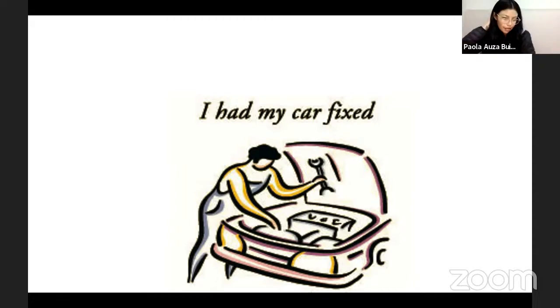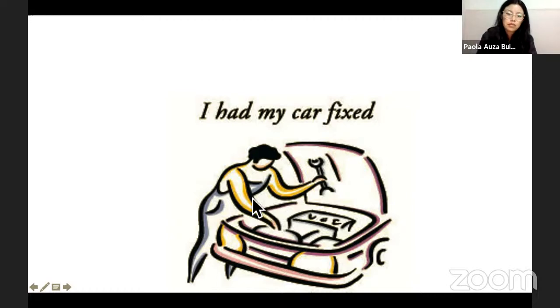So let's analyze this sentence a little bit. Let's try to understand what's going on. It says, I had my car fixed. Now we can easily recognize the tense if we take a look at this verb. However, we have two verbs, no? We have had and we have fixed. It could be past simple or it could be past participle, no? But both of them are referring to something that already happened. I had my car fixed.